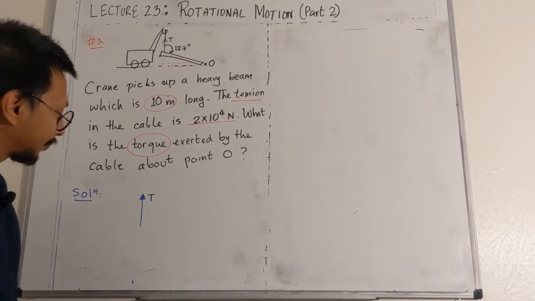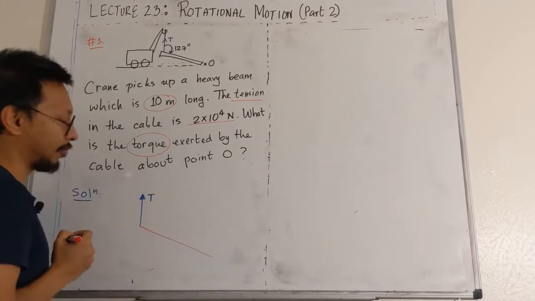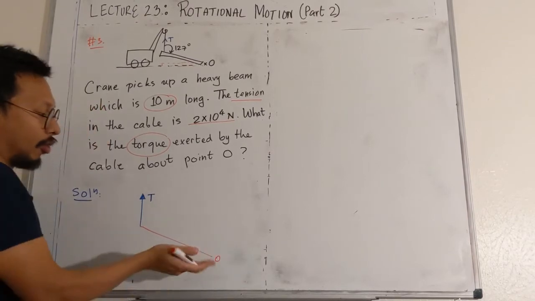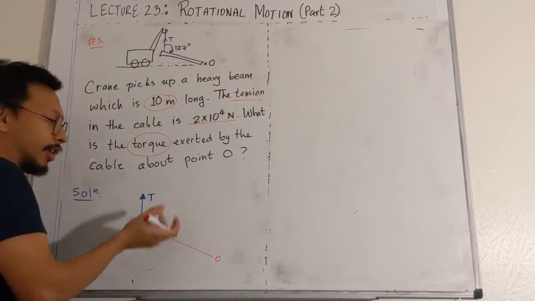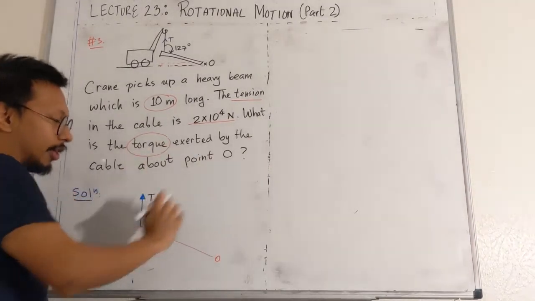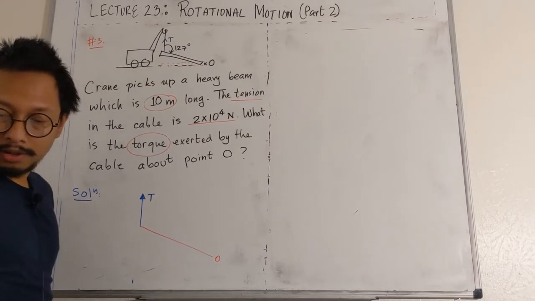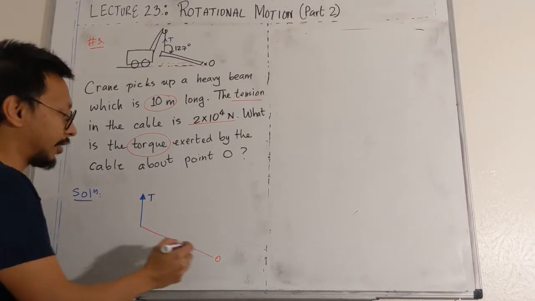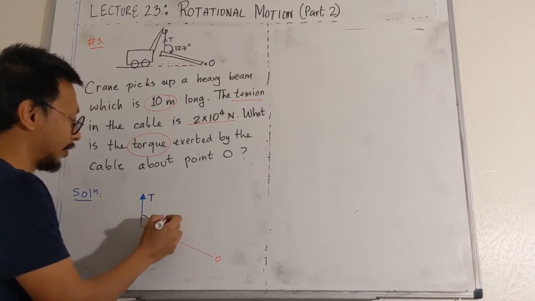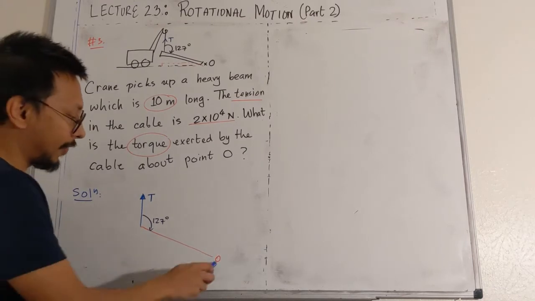The beam, let's consider this to be the beam, and this to be the point O, about which the tension is exerting a torque. The angle between the tension and this beam is 127 degrees. This is our fixed axis position.